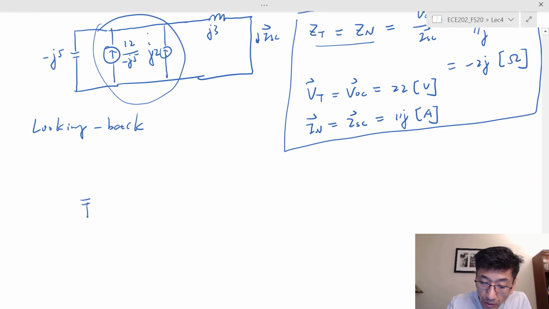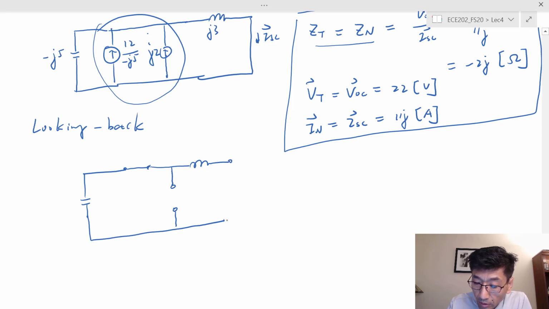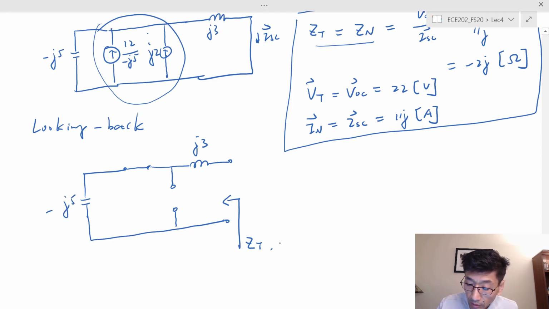I have the impedance here. Used to have a voltage source, so that voltage source is going to be short circuited. And I have the inductance impedance here. Then I have the current source here that becomes an open circuit, and this is the pair of nodes seen by this 2 ohm resistor. So I can get Z sub T. By the way, this is J3, this is minus J5, and we find Zn. Either way, the Z sub T should be equal to Z sub n.